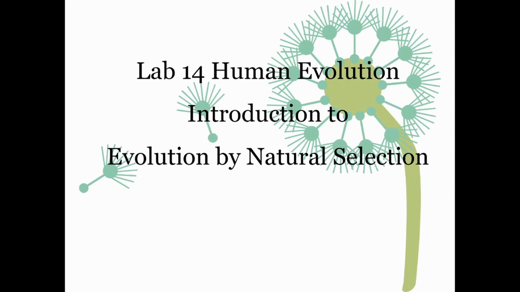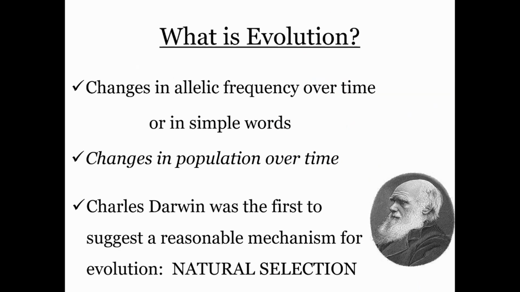So for our last lab, we'll be looking at human evolution and introduce ourselves to the idea of evolution by natural selection. So before we talk about what evolution is used for and how it really applies to us, we need to define it. Evolution simply is change in a population over time. So when we talk about evolution, we're not talking about an individual, we're talking about a group of individuals that are changing generation over generation.